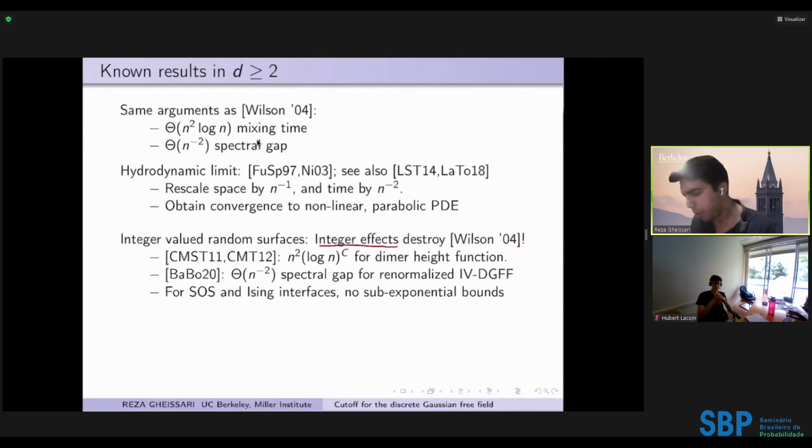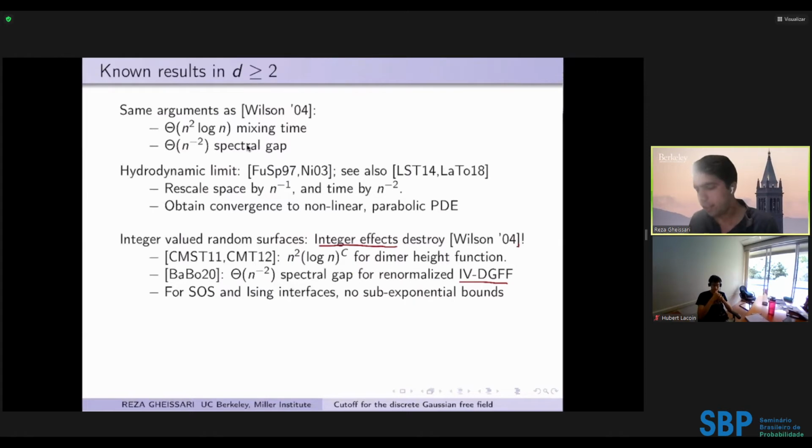Schmidt and Boudinot recently showed that for the integer-valued free field, so that's just the discrete Gaussian free field, but you also constrain it to only take integer-valued heights, the spectral gap is still of order n squared, and the inverse spectral gap is still of order n squared. And for the solid-on-solid and Ising interfaces, no sub-exponential bounds are even known, okay? So the situation in this dimension bigger than 2 setting is much worse than the dimension 1 setting.